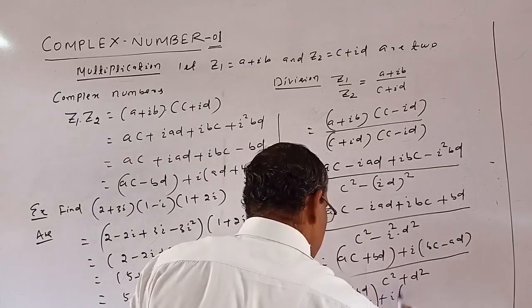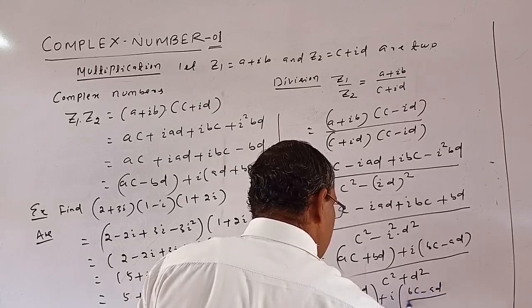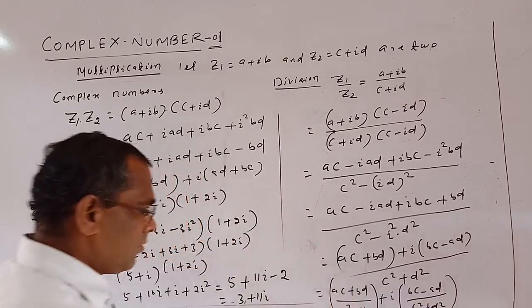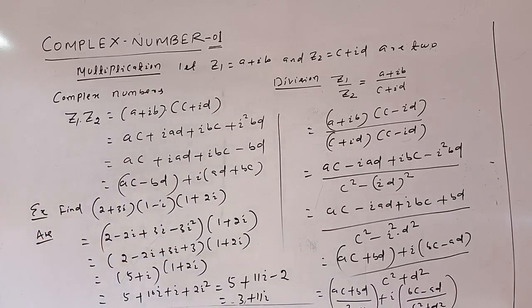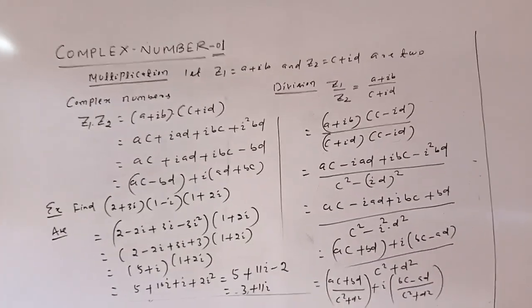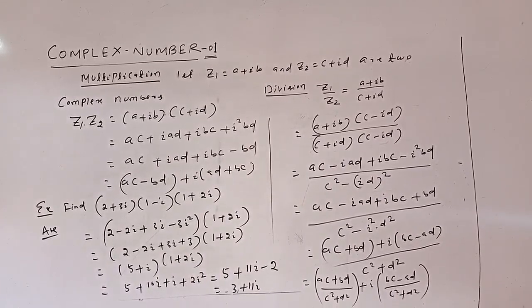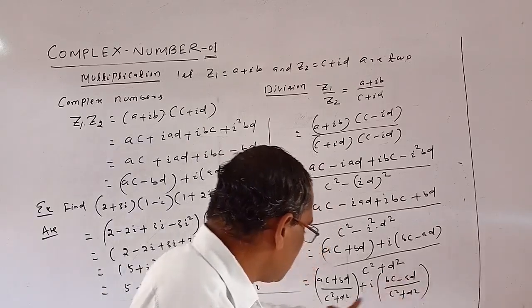Plus i times (bc minus ad) by c square plus d square. Okay, so ac plus bd by c square plus d square is a completely real number. And bc minus ad by c square plus d square is also a real number, but here multiplied by i, that means this number is the imaginary part and the other is the real part.